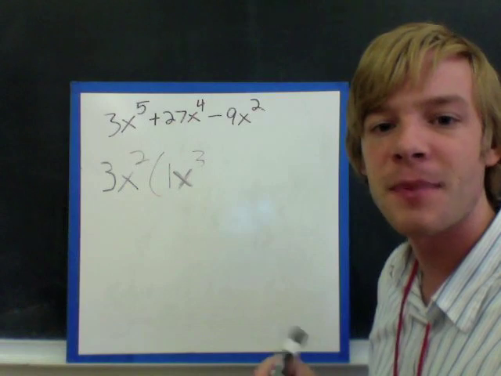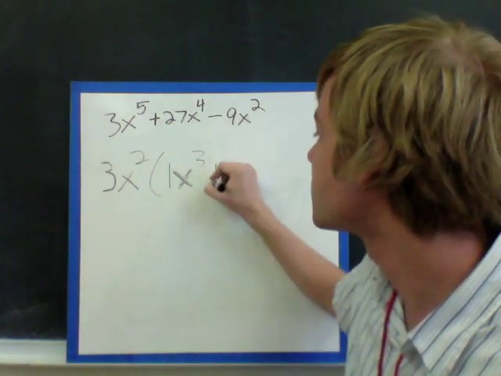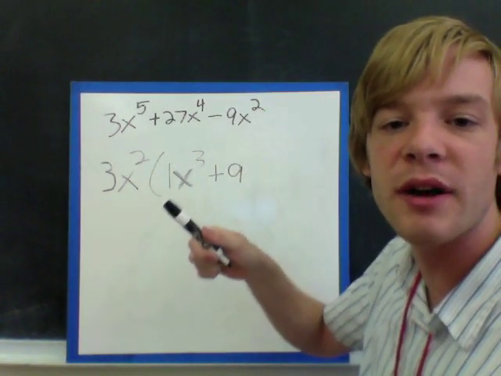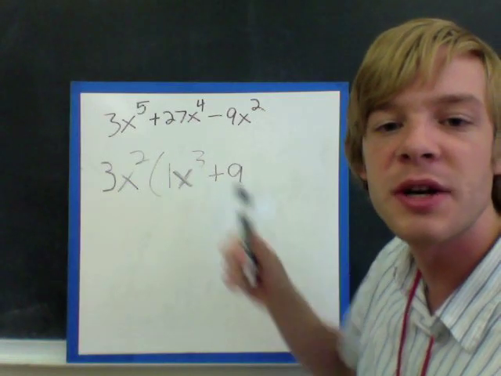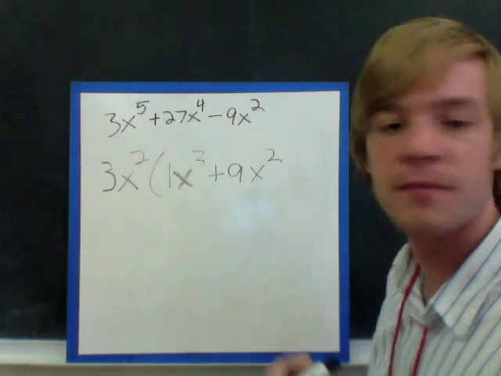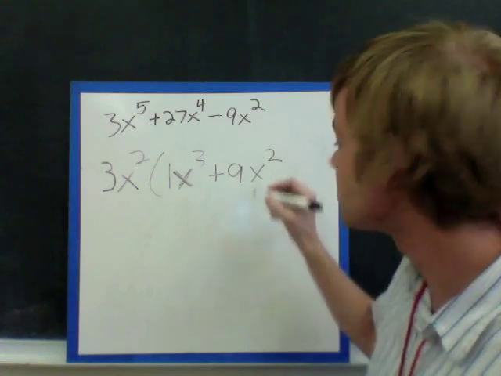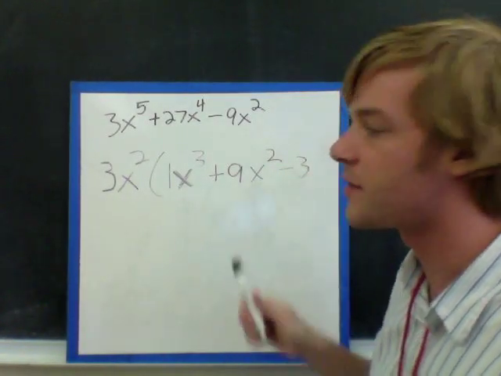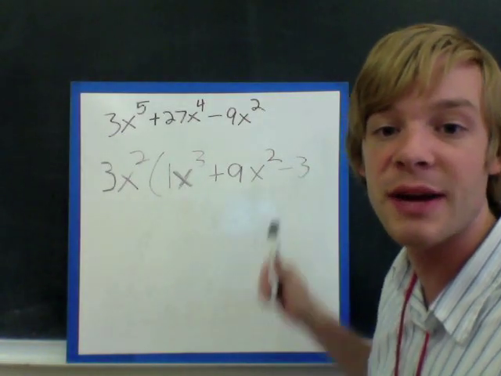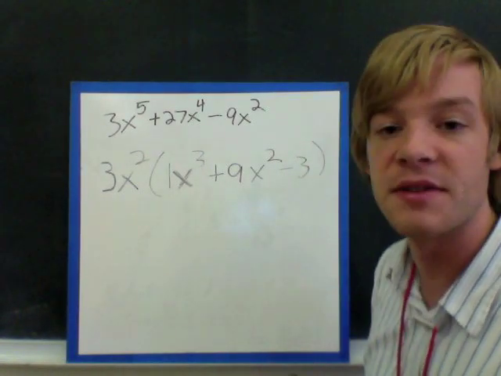Hopefully you can read that. I'm going to go on down the line. So 27 divided by 3 is 9. And then x to the 4th and x squared, I subtract my powers, 4 minus 2 gives me x squared. And lastly, negative 9 divided by 3 is negative 3, then x squared divided by x squared, 2 minus 2 is 0. So the x's go away, and I'm just left with negative 3. And this is my final answer.